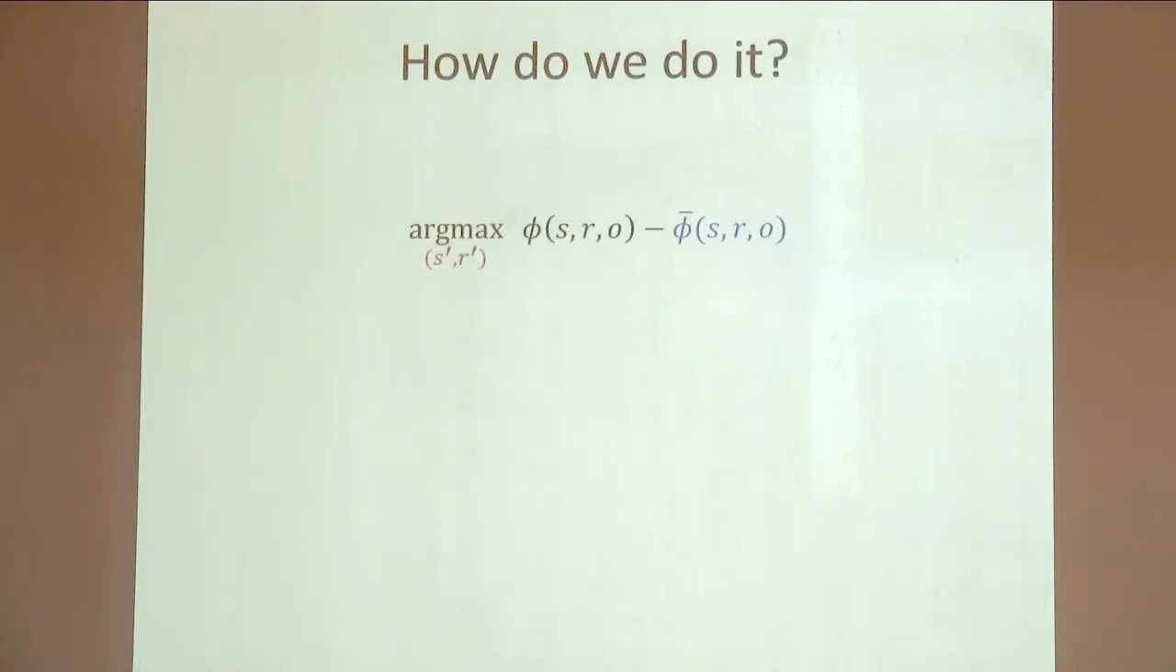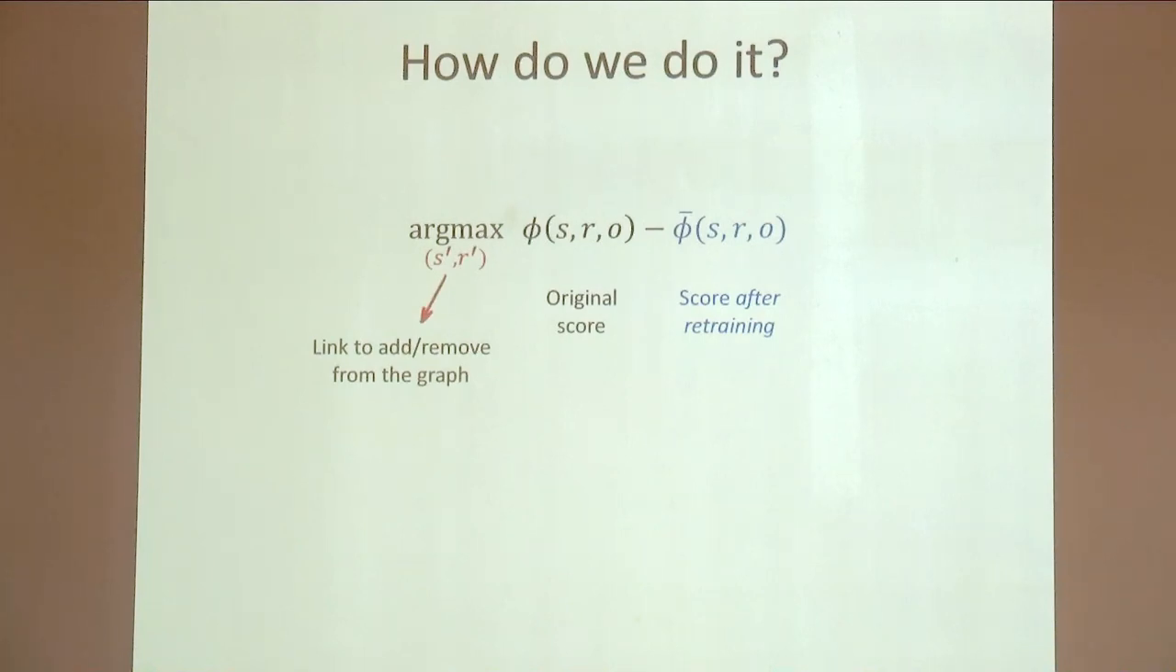And we solve this problem by defining this optimization problem. The goal here is to find the modification that would maximize the change in the predicted score after the modification. And this S prime R prime is the search space that we consider for our modifications. And it's the original score and the score after retraining.